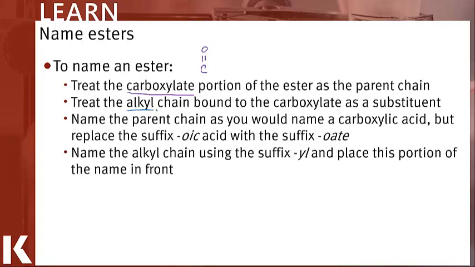Then we will treat the alkyl chain, the portion without the carbonyl that is bound to that carboxylate, as the substituent. We will name the parent chain as you would any carboxylic acid, but we are going to replace the -oic acid with the suffix -ate. We're going to name the alkyl chain using the suffix -yl and place this portion of the name in front of it. Let's take a look at 4 examples.